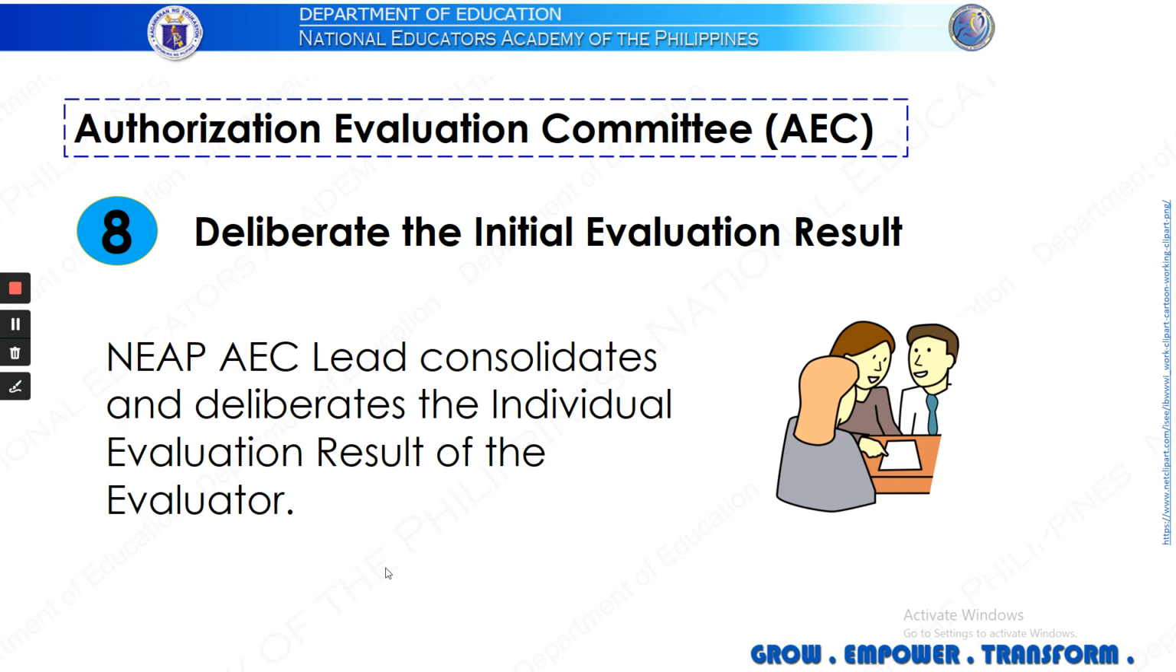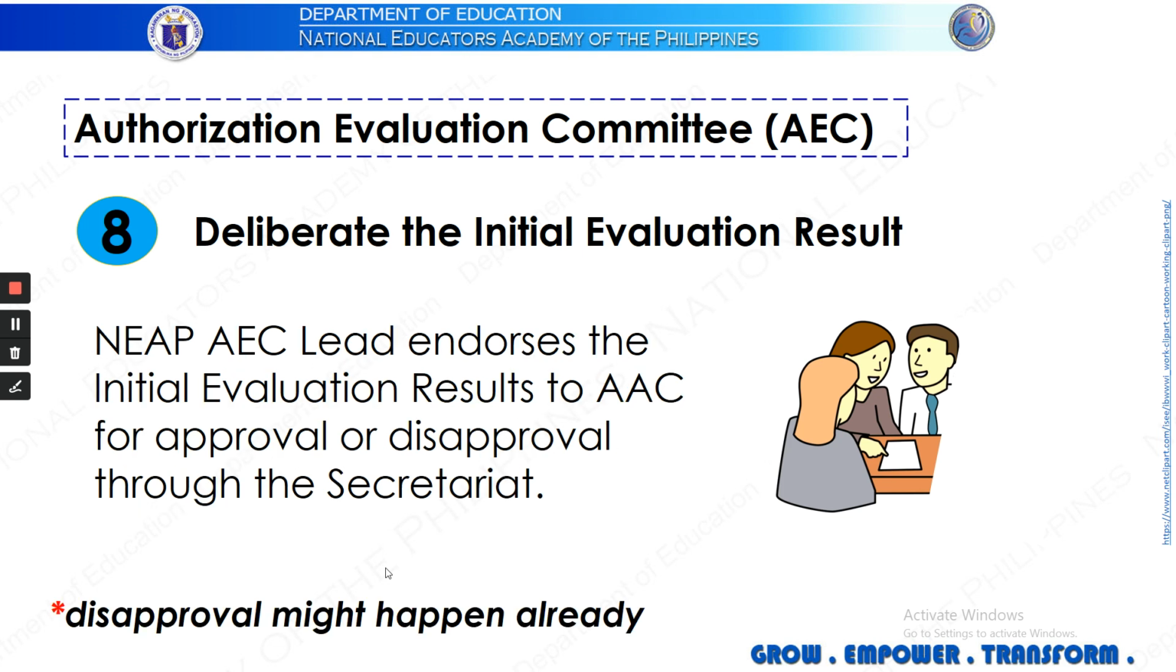So the NAEP AEC lead, so there will be a leader, consolidates and deliberates the individual evaluation results of the evaluators. And after agreeing that, okay, this is approved, this is disapproved, the NAEP AEC lead endorses the initial evaluation results to the AAC approval committee for approval or disapproval through the Secretariat. So this approval might happen already here. Maybe the authorization evaluation committee will realize that, oh, we cannot approve this external learning service provider, because, so do not worry, because that's the purpose of the deliberation.